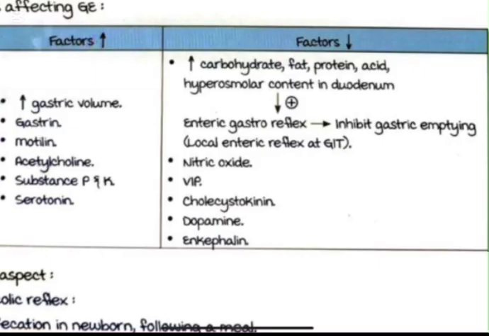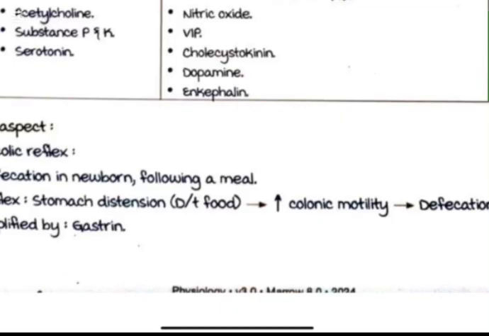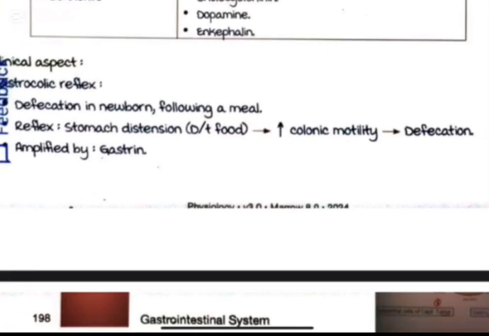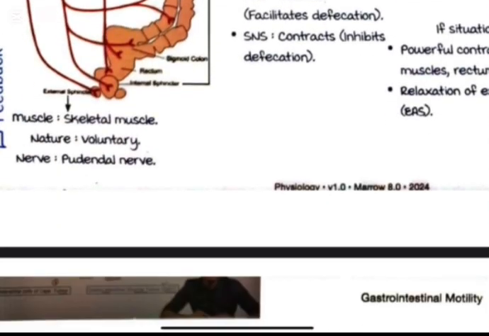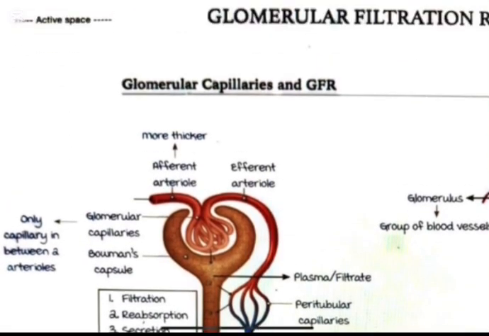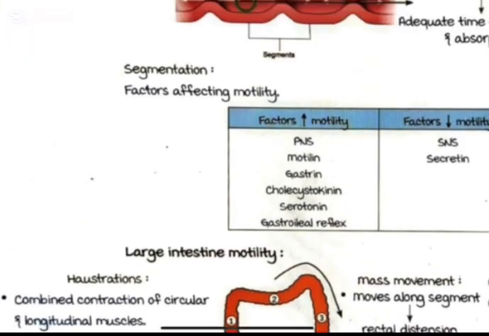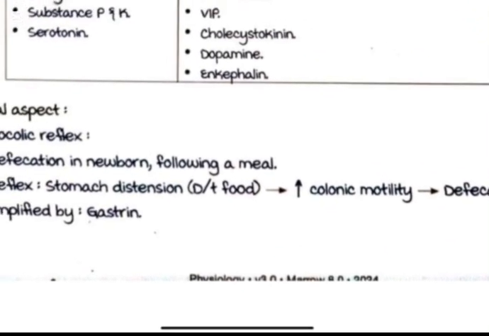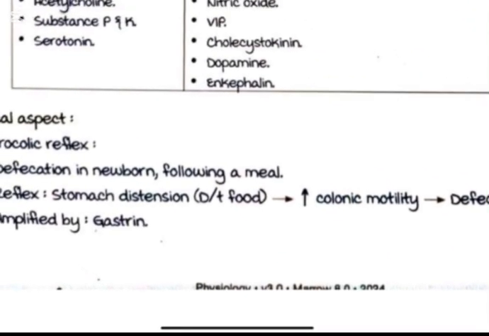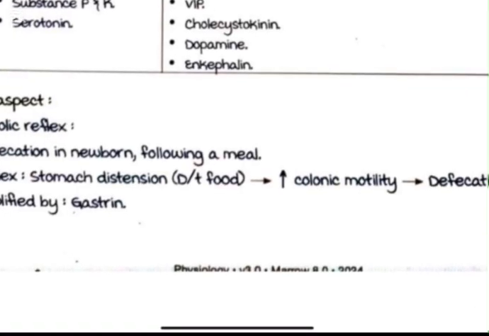Local enteric reflex at GIT: nitric oxide, VIP, cholecystokinin, dopamine, and enkephalin. Clinical aspect: gastrocolic reflex. Defecation in newborn following a meal. Reflex: stomach distension due to food causes increased colonic motility. Defecation amplified by gastrin.